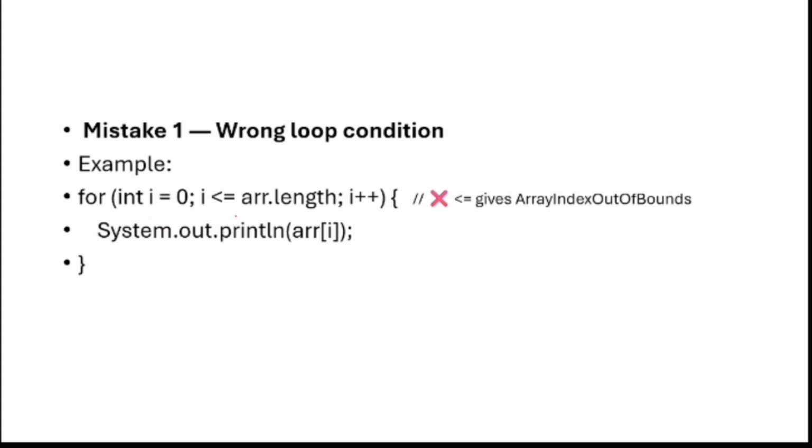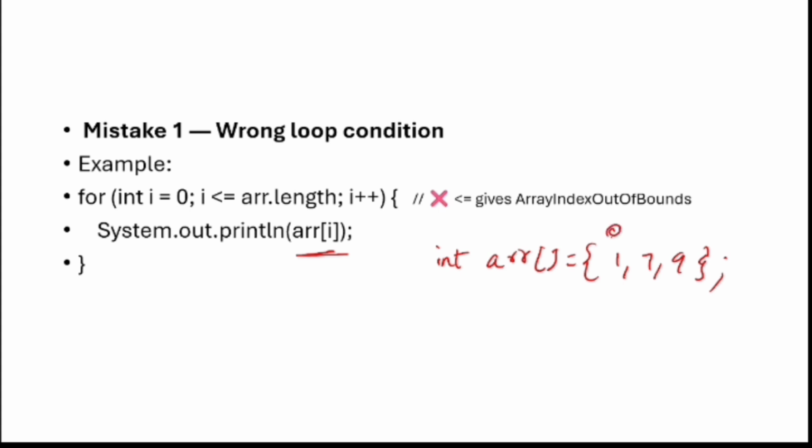Let us take one example here. You have taken a for loop: for int i is equal to 0, i less than or equal to array dot length, i plus plus, and you are printing the array elements, arr of i. Let us suppose I am taking an array, int arr equal to 1, 7, 9. These are my array elements.